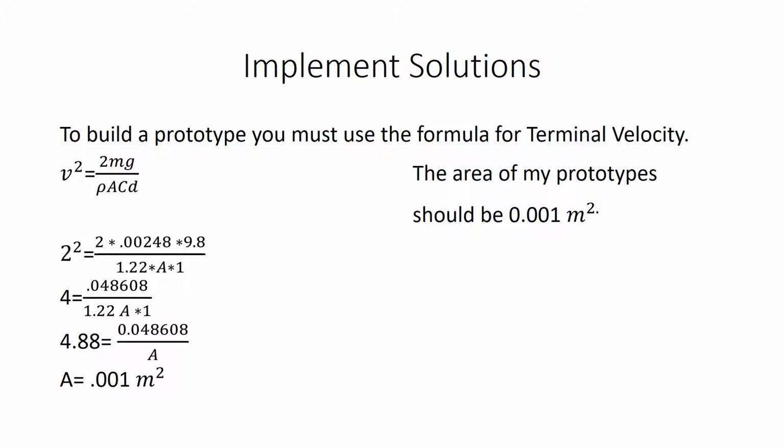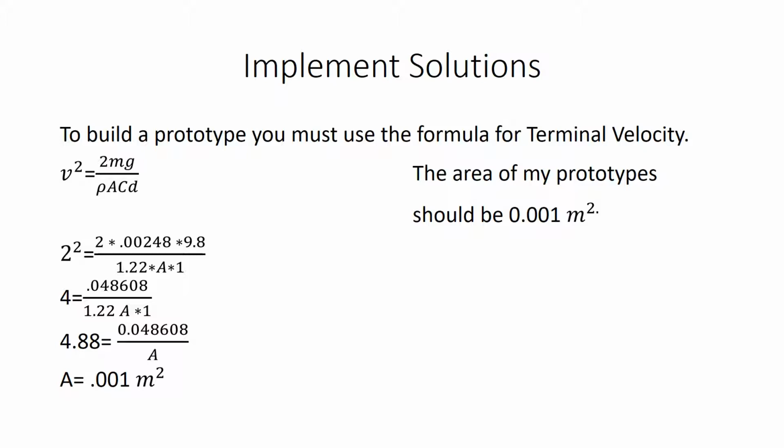V squared equals 2 times mass times gravity divided by density times area times coefficient of drag. Well, I can fill in some of those numbers because I know them. I'm just going to assume that the velocity is 2 because we were supposed to have a velocity of 2 or less. And then I found the mass of the ping pong ball to be 0.00248 kilograms. And then, of course, gravity is 9.8 meters per second squared.